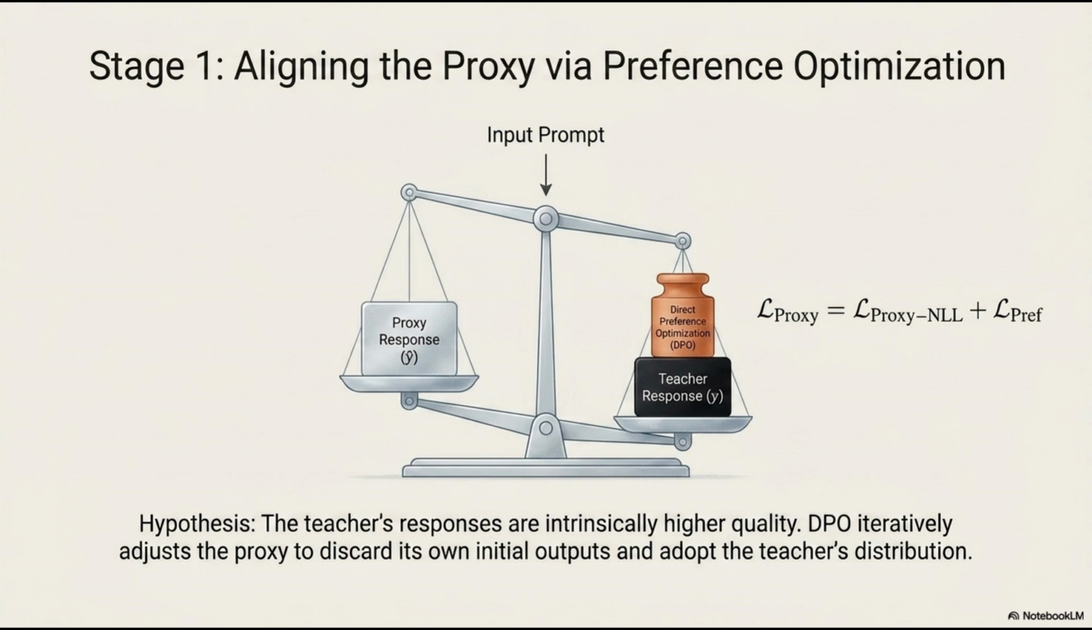Wait, DPO, direct preference optimization. I know I've heard of this. Isn't that the tool companies like OpenAI and Anthropic use to make their chatbots polite and helpful? Yes, that's right. Like stopping them from generating toxic content or giving dangerous instructions? How does making a model polite help it clone GPT-4's math and reasoning skills?